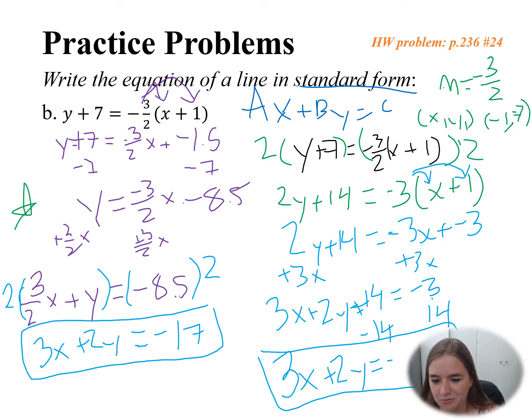I like doing it this way because half the time it'll ask you for slope-intercept, which is this version right here, and sometimes it asks you for standard form. But you can do it this way, up to you. Let's keep going, and we'll try another one out of the homework.